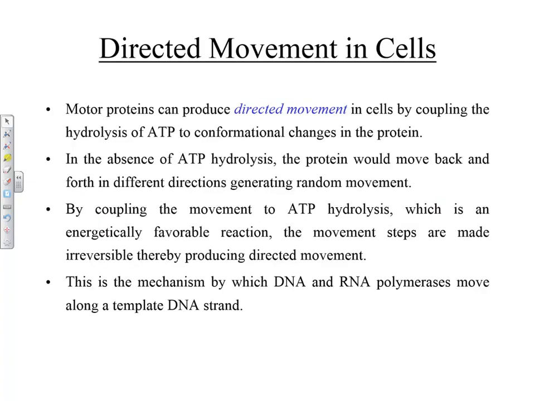Right? So again, this is a textual description of whatever I showed you in that diagram. Motor proteins can produce directed movement in cells by coupling the hydrolysis of ATP to conformational changes in the protein. In the absence of ATP hydrolysis, the protein would move back and forth in different directions, generating random movement. And for signal processing people here, or stochastic process, that's a random walk. So by coupling the movement to ATP hydrolysis, which is an energetically favorable reaction, the movement steps are made irreversible, thereby producing directed movement.